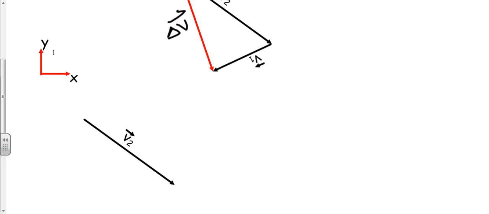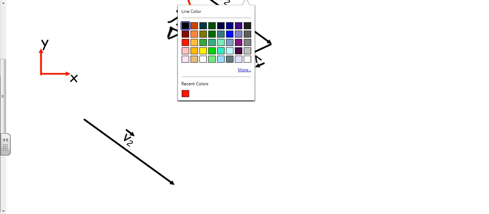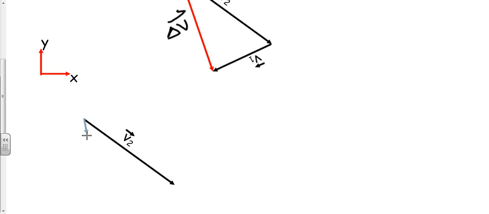So what does that tell you? That tells you Y is up, X is to the right, minus X is to the left, minus Y is down. So let's put the components in on here. And I'll use a convention where I use a different color for the components just to make it obvious for you what's going on. So there's the Y component of V2, and here's the X component of V2. And as we said before, if we add these two together, we will get V2.